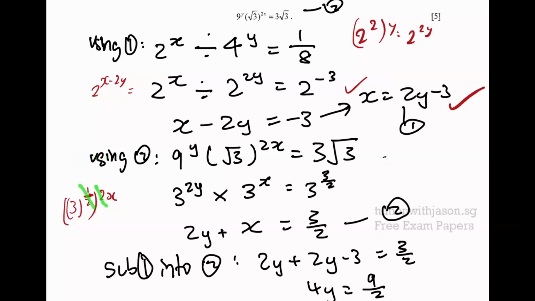Half and 2 cancels away. Good. Then you get 3 to the power of x. Okay, so 3 power x there. And this is 3 times square root 3, which is 3 power 1 times 3 power half, which is 3 power 3 over 2.